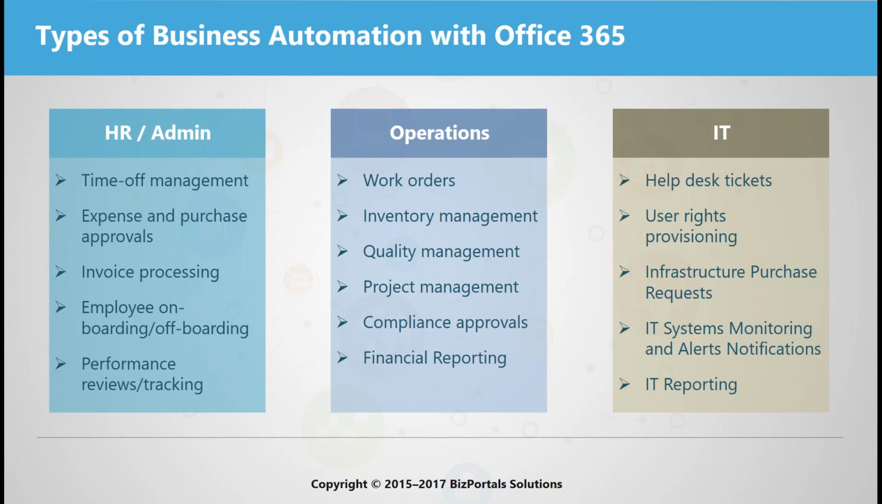For operations, you can digitize and automate your work orders and your inventory, quality, and project management workflows and financial reporting. And then for IT, you can automate the creation and management of your IT help desk tickets, the user rights provisioning, creating and managing help desk cases, and your system monitoring and alerts notifications, and IT reporting. So these are just some commonly used examples of business process automation on Office 365, but there are many more workflows you can implement using Office 365.